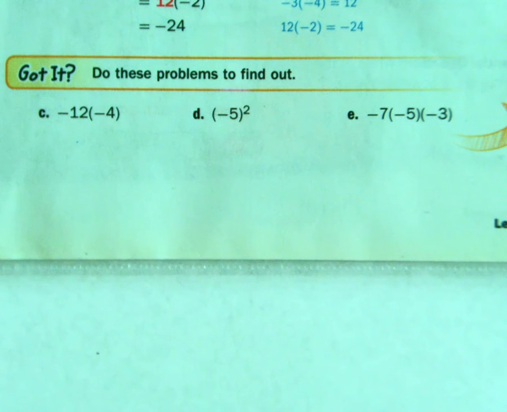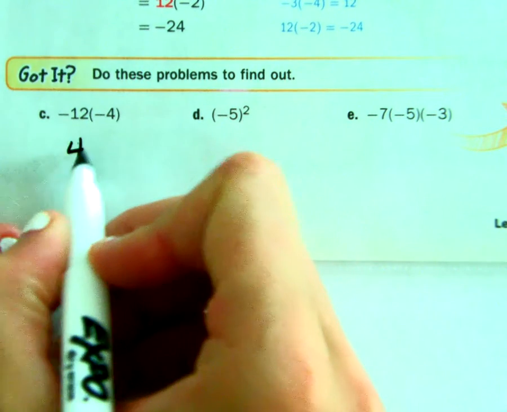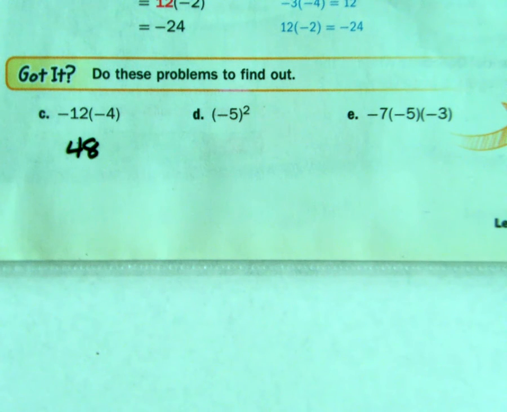So again, the first thing I pick out is my two negatives. And again, double negatives are always positive. So a negative times a negative is positive. And then I just take 12 times 4. And 12 times 4 is 48. So negative 12 times negative 4 is 48.